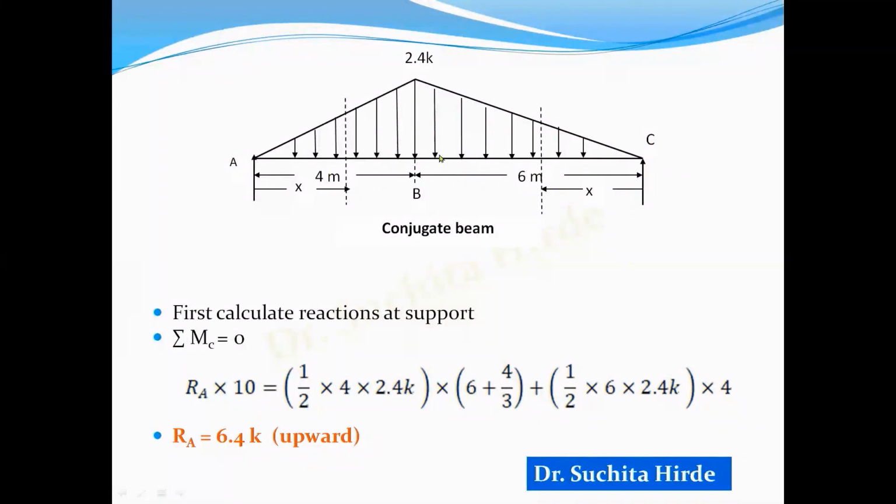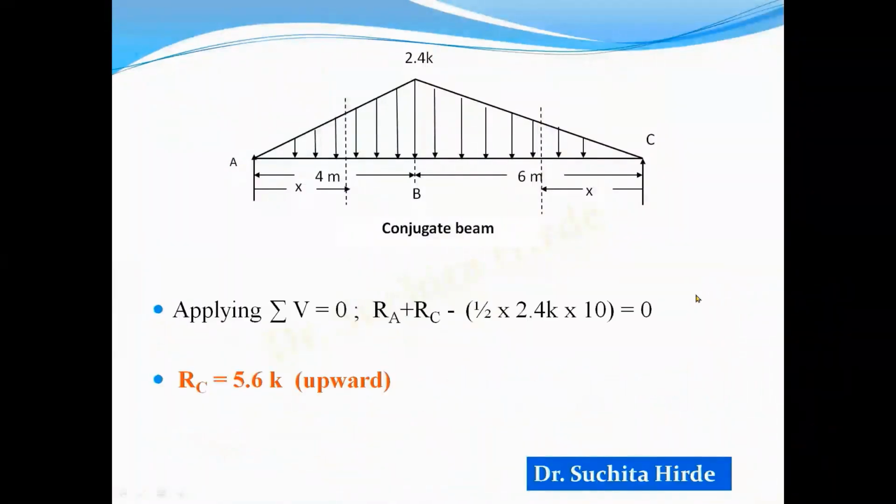Just by taking summation of vertical forces equal to 0. So if you apply summation of vertical forces equal to 0 for this, what can we write? RA plus RB minus this total triangular load is equal to 0. What is the total triangular load? It is the area of the triangle, half, then base into height, 2.4 K. So we get RC is equal to 5.6 K. This is how we can calculate the reactions at the support.